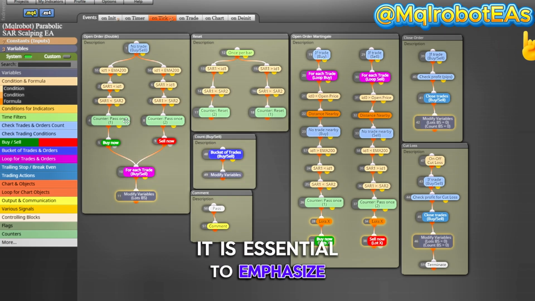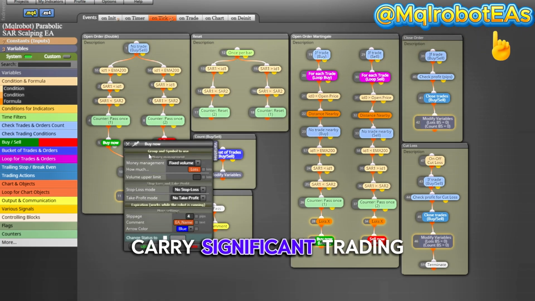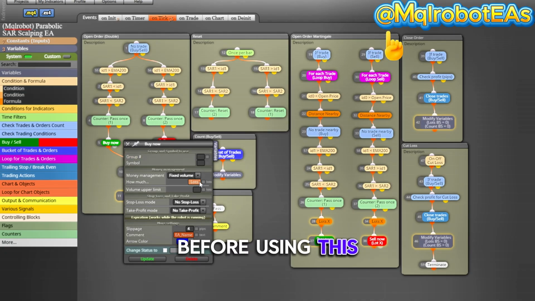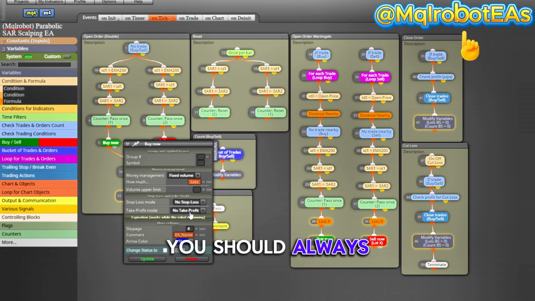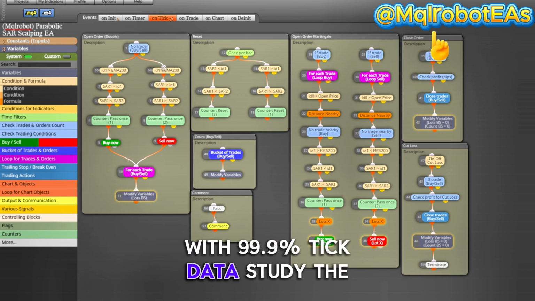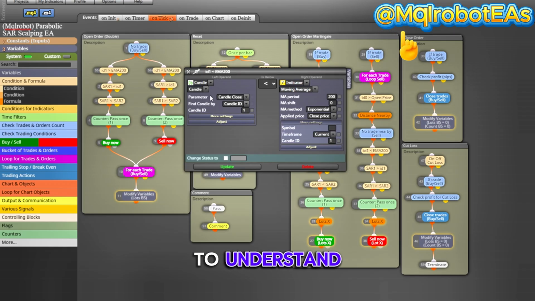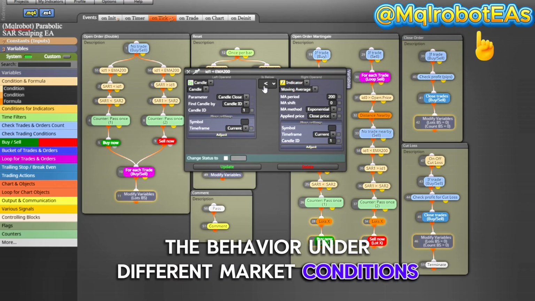It is essential to emphasize that scalping with Martingale and grid systems carries significant trading risk. Before using this EA on a live account, you should always perform thorough backtesting with 99.9% tick data, study the trading strategy, and forward test in a demo environment to understand the behavior under different market conditions.